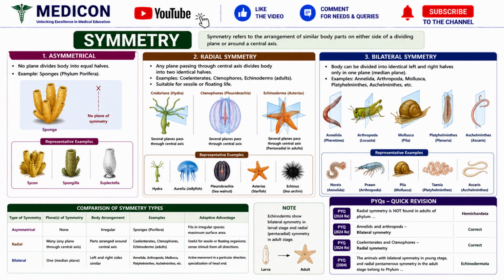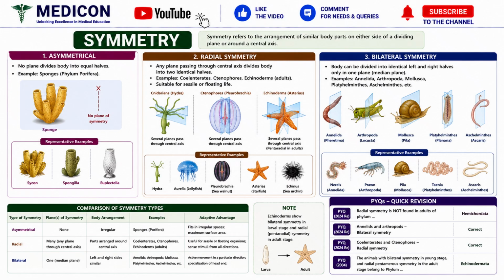Bilateral symmetry. The body can be divided into identical left and right halves only in one plane, that is the median plane. Examples are Annelida, Arthropoda, Mollusca, Platyhelminthes, Aschelminthes, etc. So Annelida, Pheretima; Arthropoda, Locusta; Mollusca, Pila; Platyhelminthes, Planaria; and Aschelminthes, Ascaris. These are the examples of bilateral symmetry.